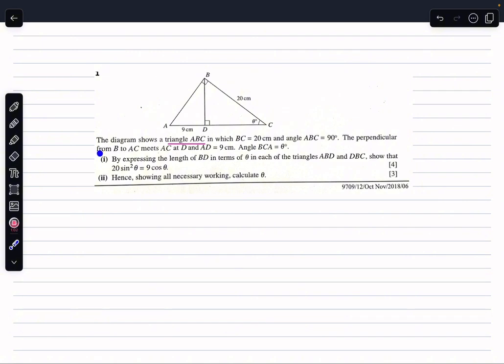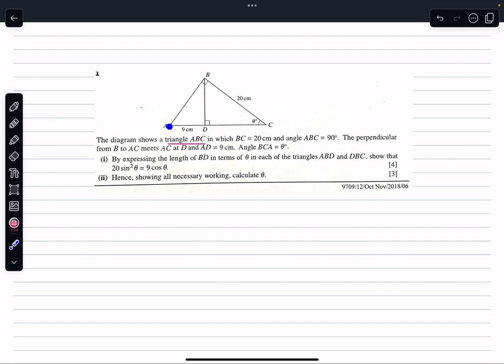The perpendicular from B to AC meets AC at D. AD is equal to 9 centimeters, and angle BCA is θ degrees. By expressing the length of BD in terms of θ in each of the triangles ABD and DBC, show that 20 sin²θ equals 9 cos θ.